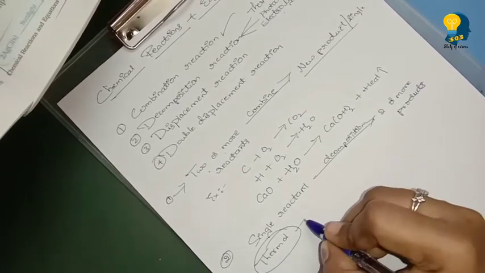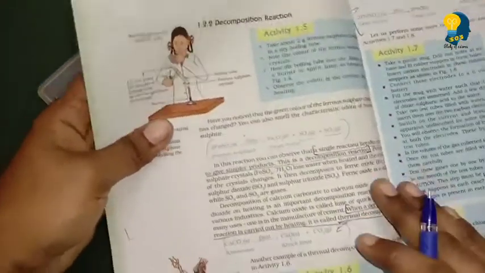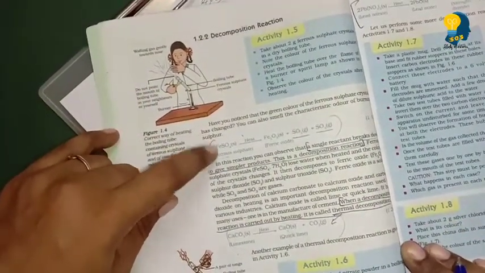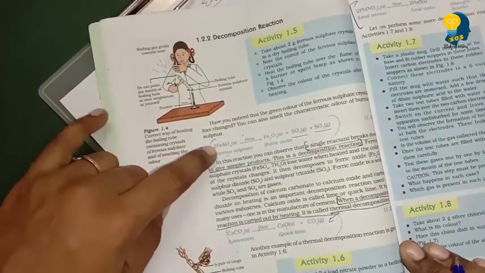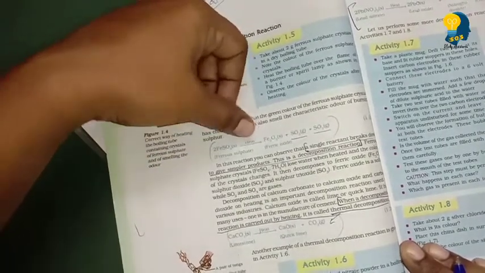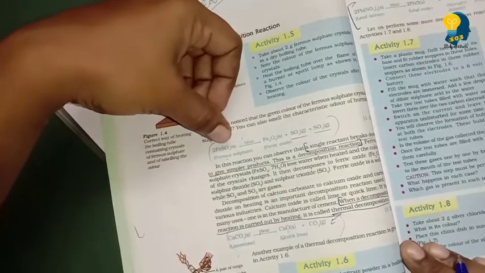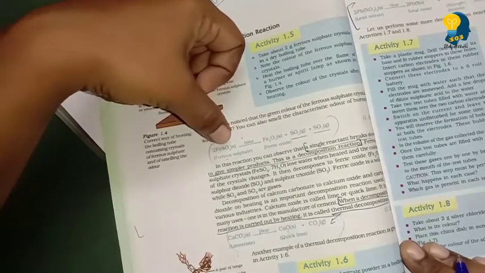This is thermal decomposition. So when I talk about thermal decomposition, you can look at the textbook. Three important equations are here. One is this one. This is the activity based question. Ferrous sulfate, when it is heated, thermal means heat. We are heating the reactant. So this is the thermal decomposition.